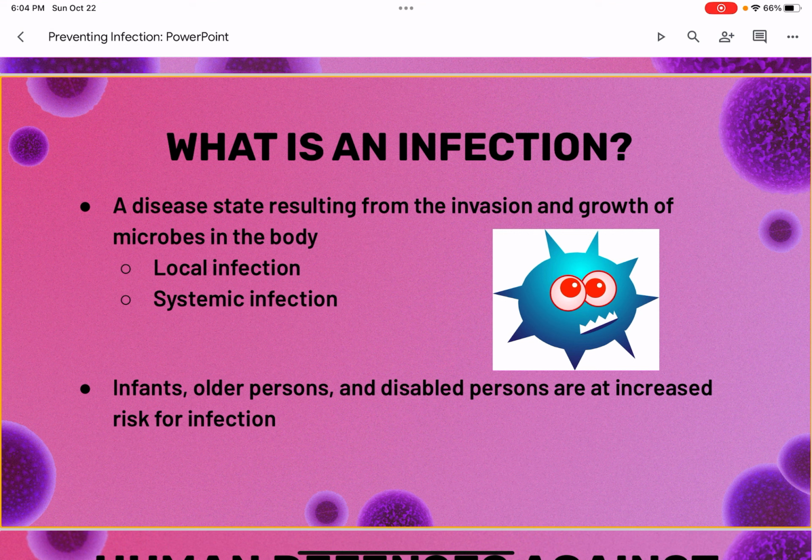Common sites for infection include the respiratory system, urinary system, blood, breaks in the skin, and the urinary tract. Infants, older persons, and disabled persons are at increased risk for infection. The goal of infection control is to protect patients, residents, visitors, and staff from infection.